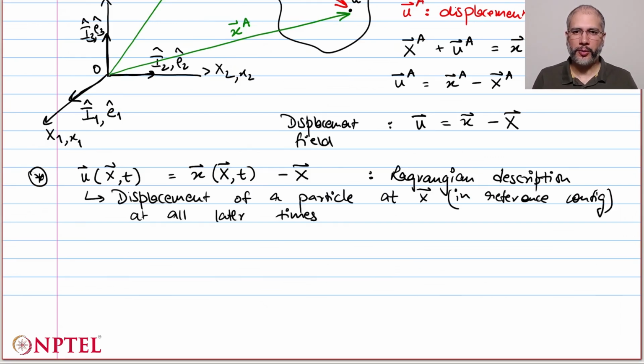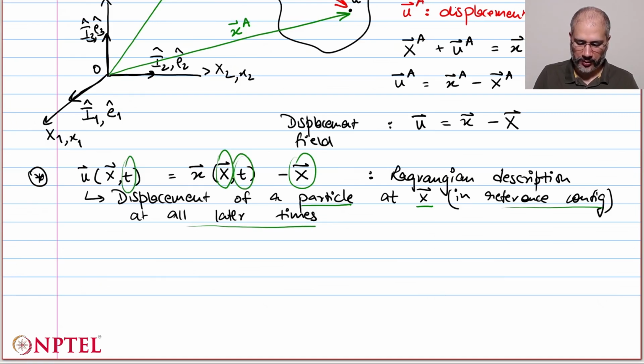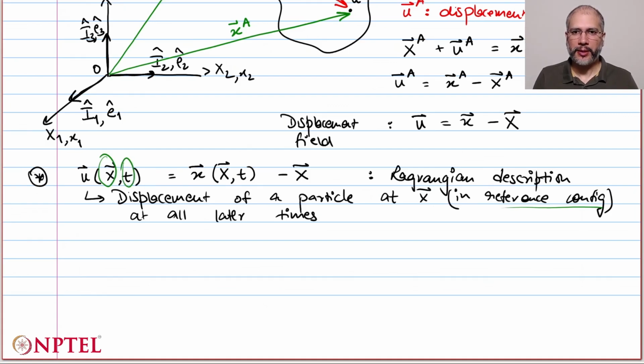So this expression for u in terms of its Lagrangian coordinates is telling us the displacement of a particle which was at capital X, because you're specifying everything in terms of capital X here on the right hand side. Of course, it was in the reference configuration because capital X is defined for the reference configuration. So it's telling us the displacement of a particle which was at capital X at all later times, because you also have time here. So you feed in a capital X and a time, and it tells you the displacement of the particle denoted by this material coordinate at the time specified.